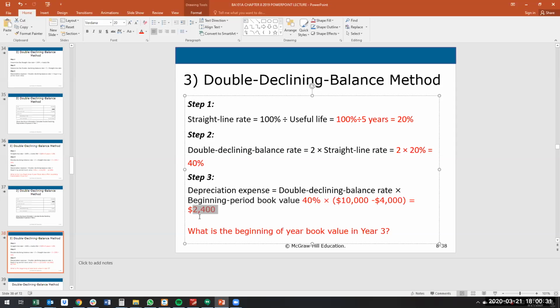So 2,400 the next year. So we're always decreasing. This is an exponential decrease method where we're doubling the value and then decreasing it at an exponential rate. So 40% times the 10,000, this is the total book value, minus the 4,000 of depreciation up to date to equal the 2,400. And this is our depreciation expense for year 2.